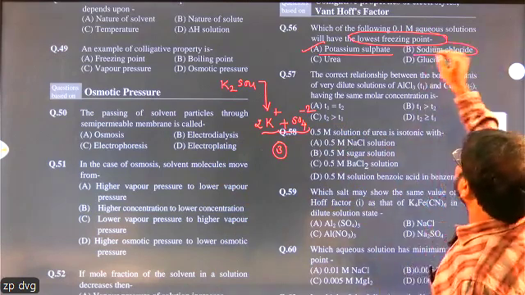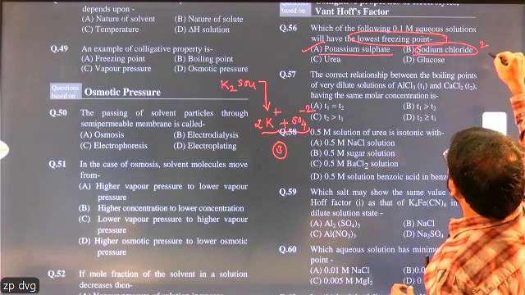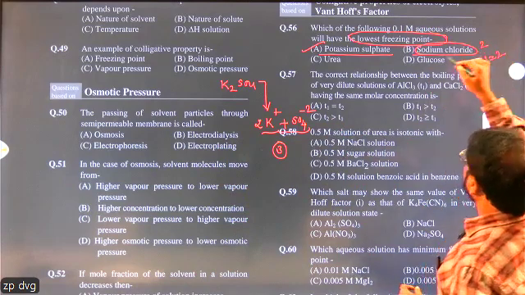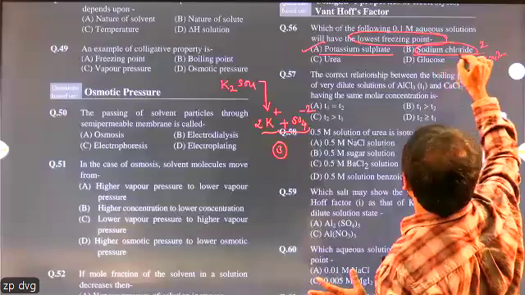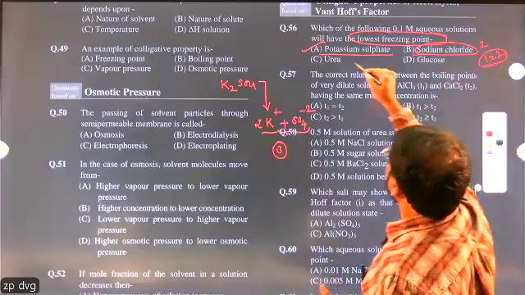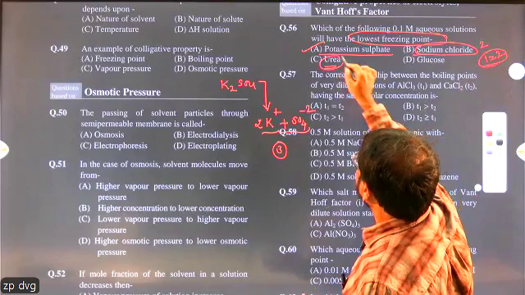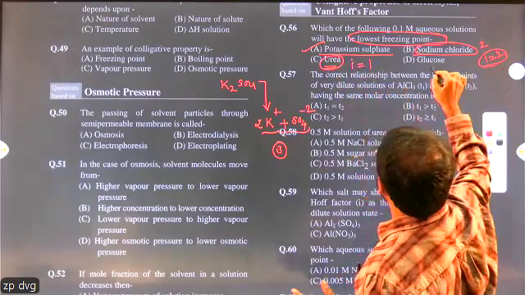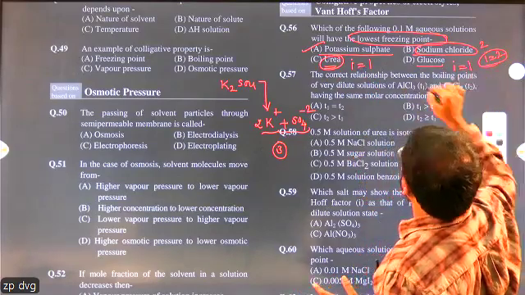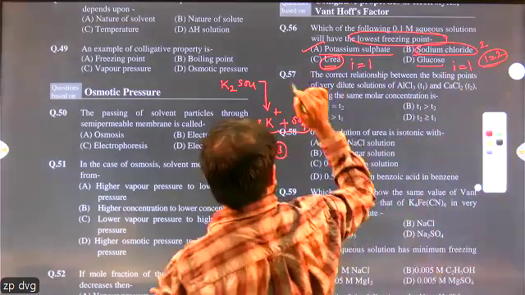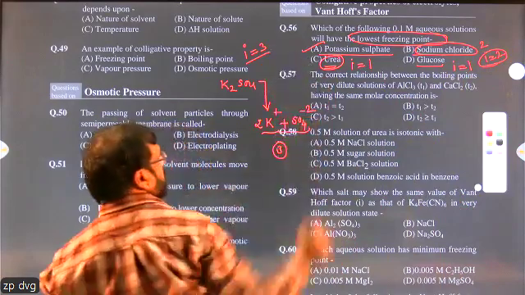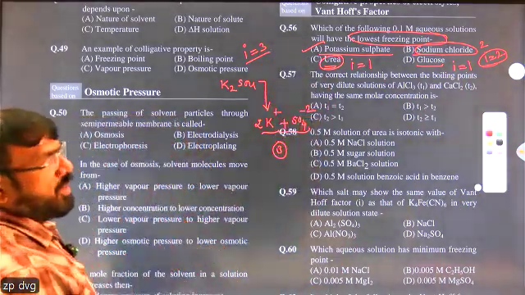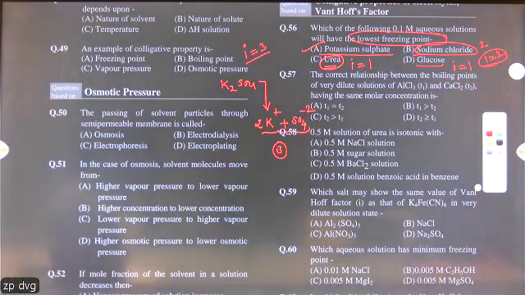Next, in case of sodium chloride, only 2 particles we get. The i factor, the Van't Hoff factor, for sodium chloride is equal to 2. Then what is the Van't Hoff factor for urea? For urea, i is equal to 1, and for glucose, i is equal to 1. Only for potassium sulfate the Van't Hoff factor is equal to 3. The more the Van't Hoff factor, the lower the freezing point. So for question number 56, option A is the correct answer.